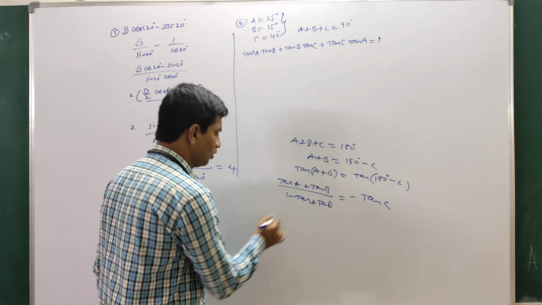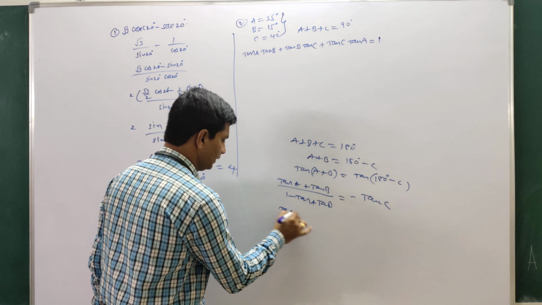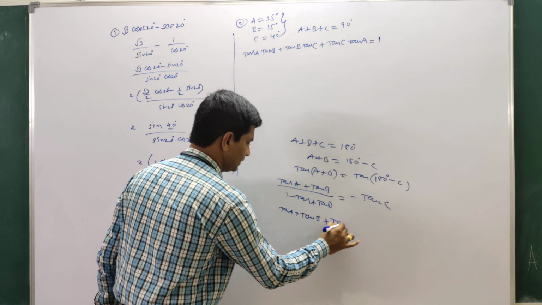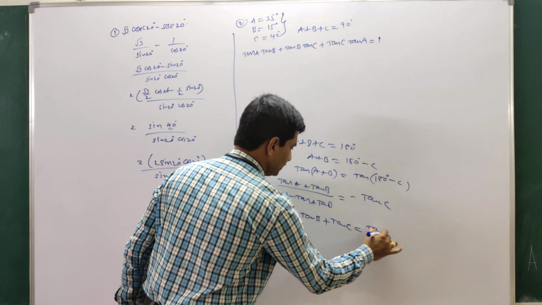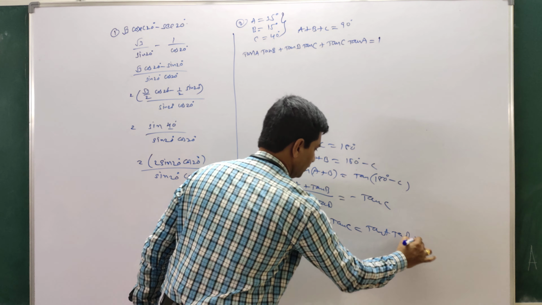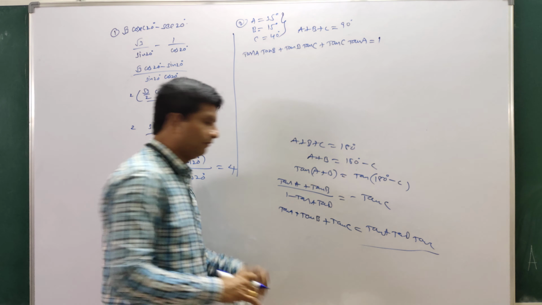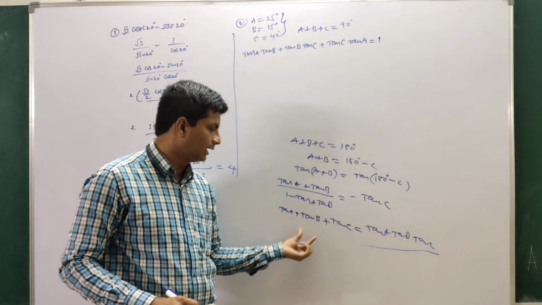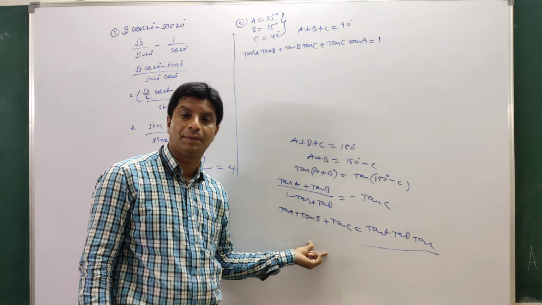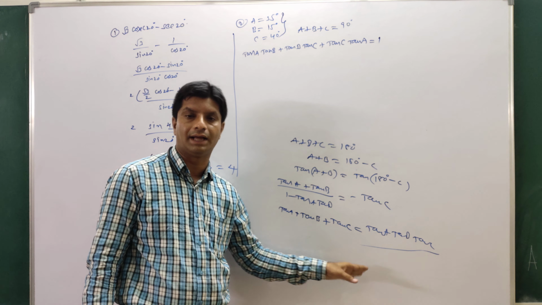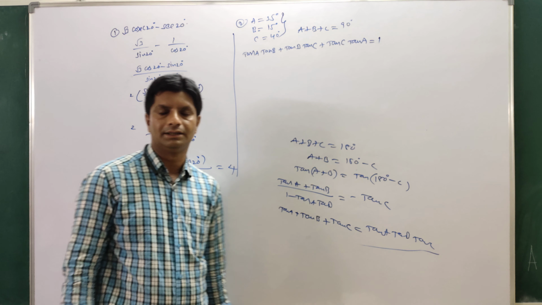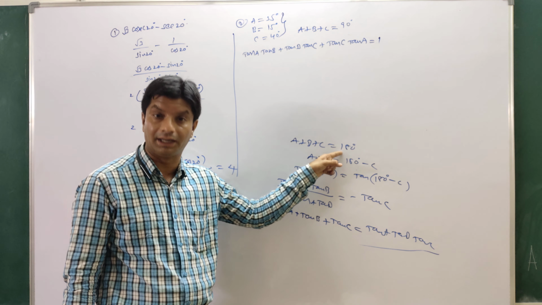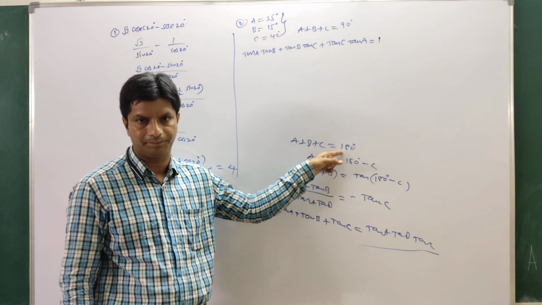By cross multiplication, how much will we get here? Tan A plus tan B plus tan C, after simplification, you will get tan A into tan B into tan C. Remember, if A plus B plus C equals 180 degrees, no need to do this procedure. Directly remember this formula: tan A plus tan B plus tan C is equal to tan A into tan B into tan C. That means sigma tan A equals pi tan A.